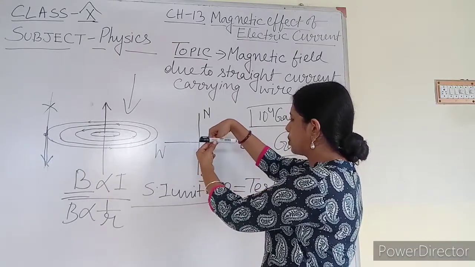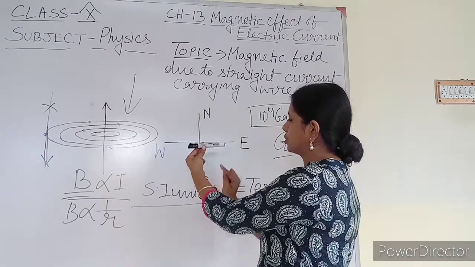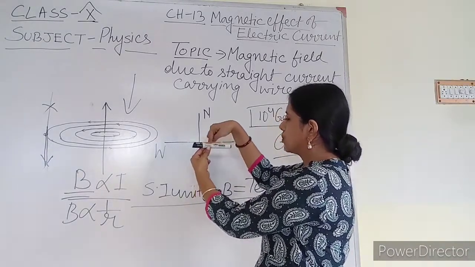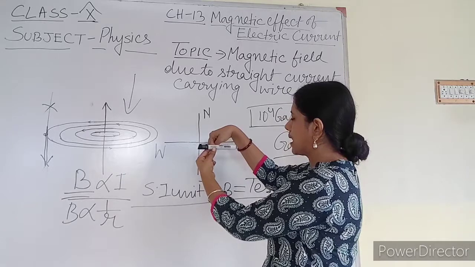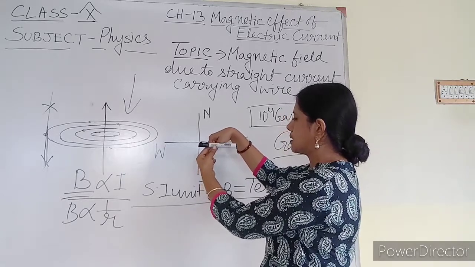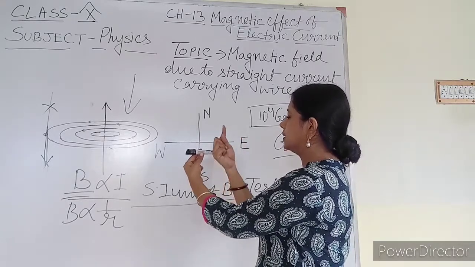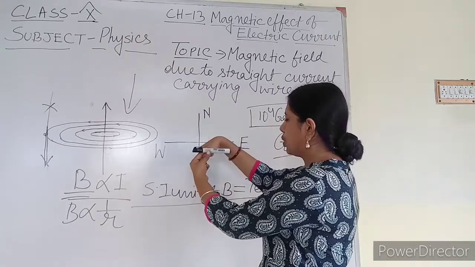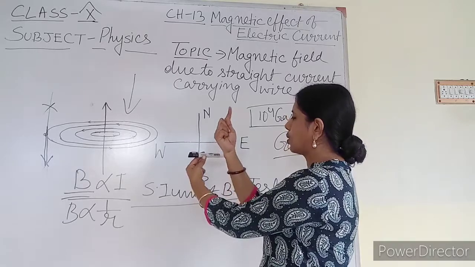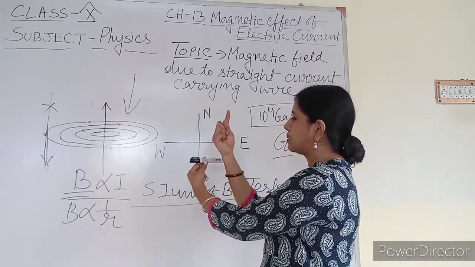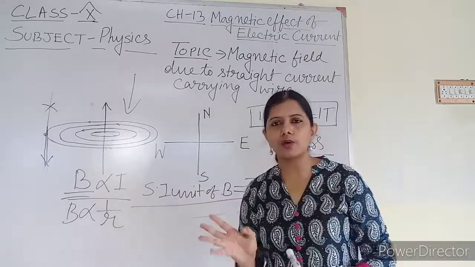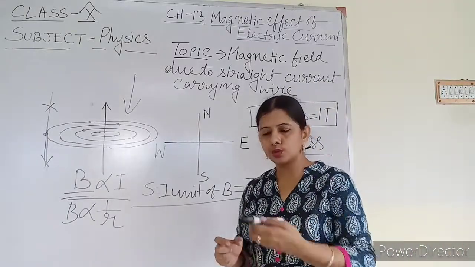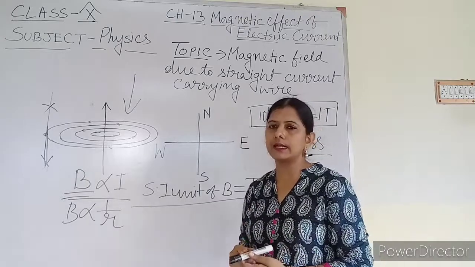Below means at this point, so this is towards south. So my answer is that the magnetic field line direction at a point below the conductor is south. Above, in this direction, it is towards north. Below it is south, above it is north. In your book it is written in terms of clockwise and anti-clockwise. But if you write north-south by using this method, that is also a correct answer.